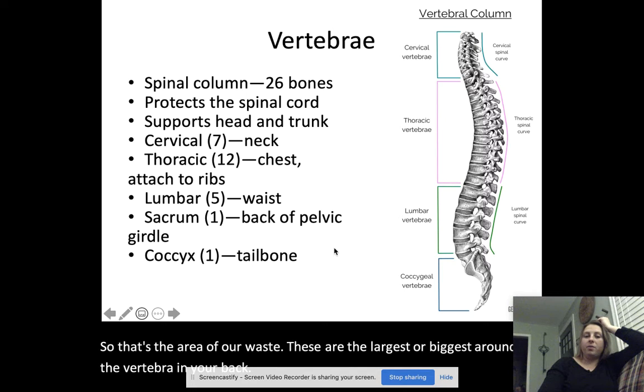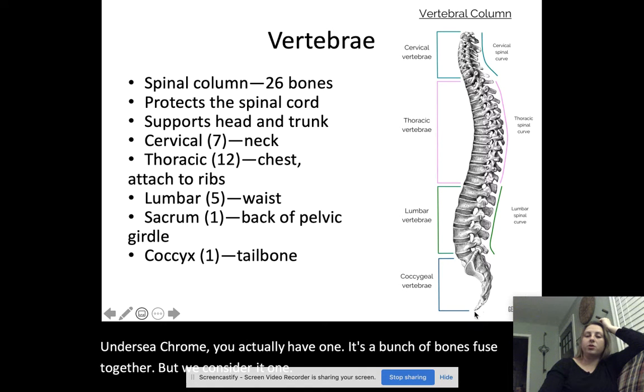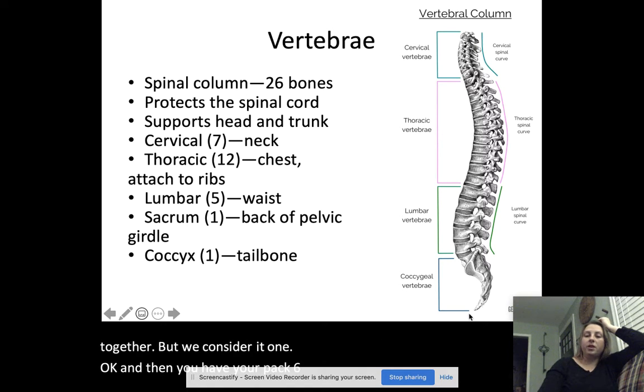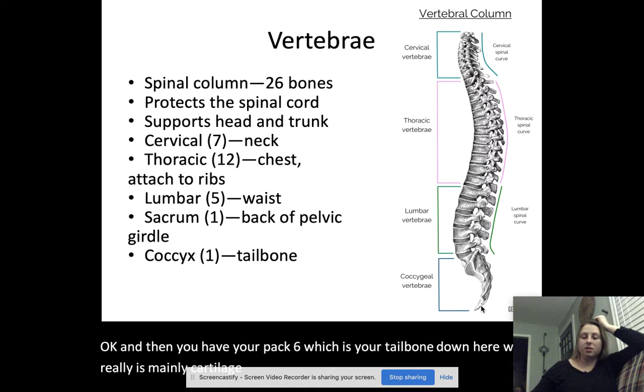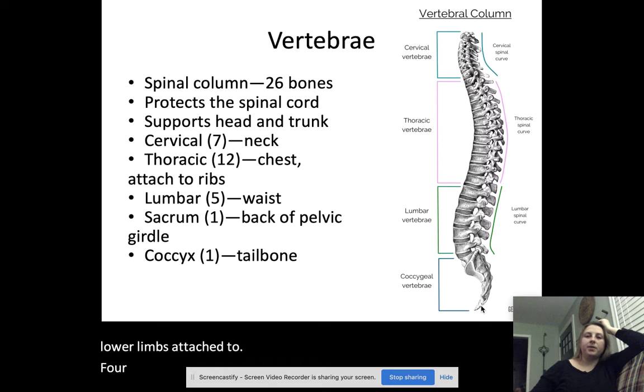On your sacrum, you actually have one. It's a bunch of bones fused together, but we consider it one. Okay, and then you have your coccyx, which is your tailbone down here, which really is mainly cartilage, and it's where a bunch of ligaments for your lower limbs attach to for balance and control.